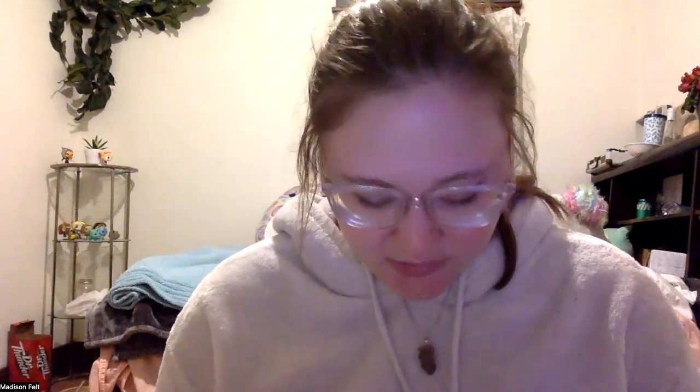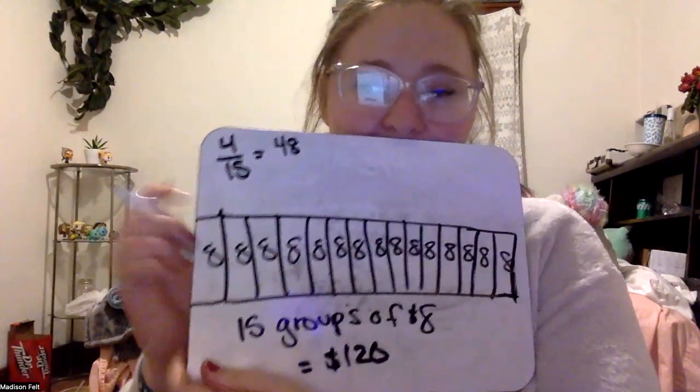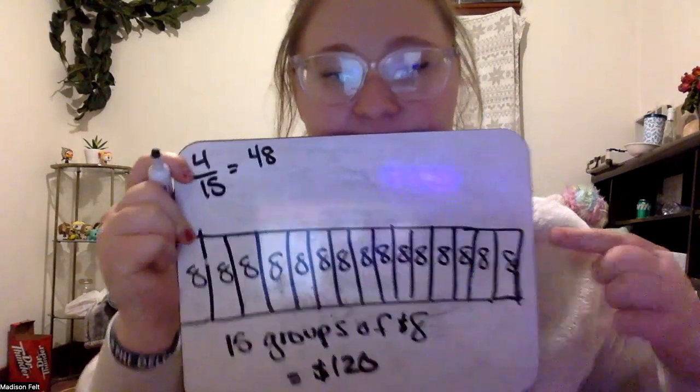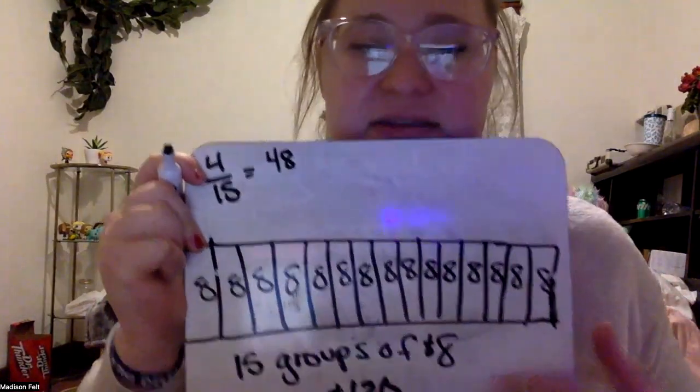And that's 15 groups of $8, which is going to be equal to $120. So 15 groups of 8 is equal to $120. So in total, this whole thing represents our paycheck. His entire paycheck was $120.